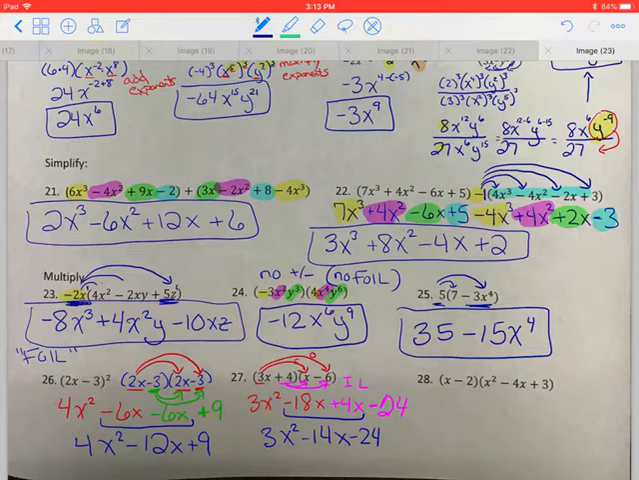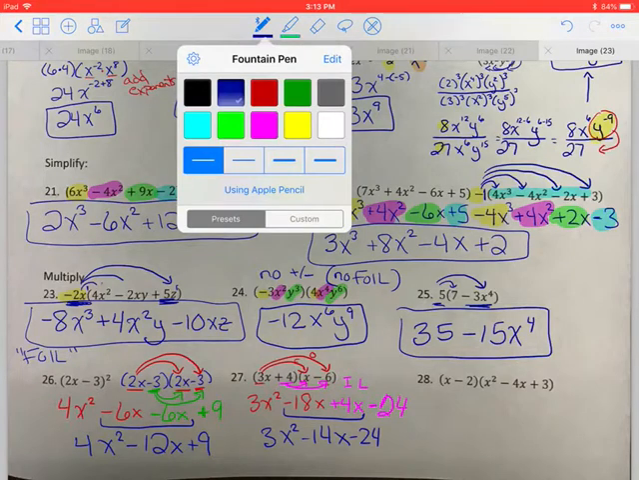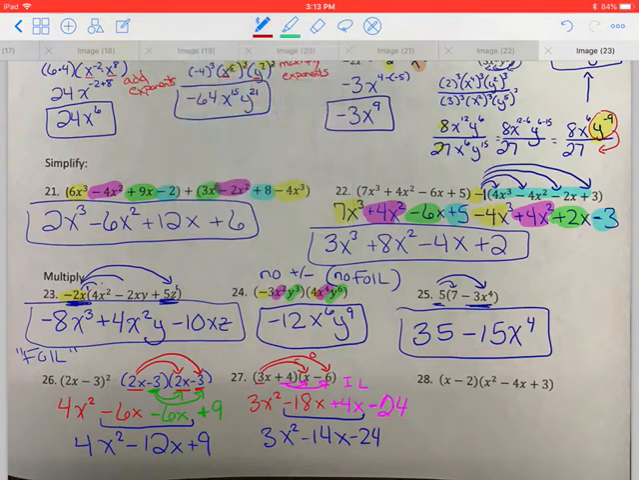All right, now for this last one, we're going to be doing basically two distributions. So I'm going to start with the x, and I'm going to distribute it, notice this time 3 times. So x times x squared is x cubed. x times negative 4x is negative 4x squared. And then x times 3 is 3x.